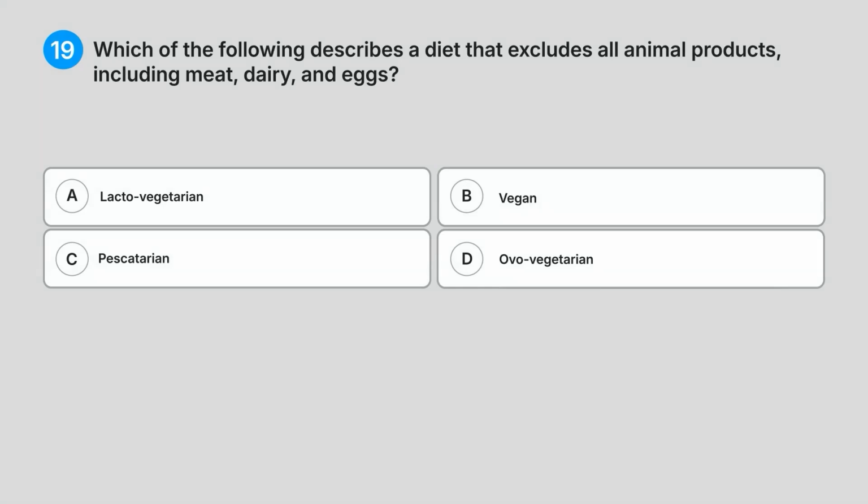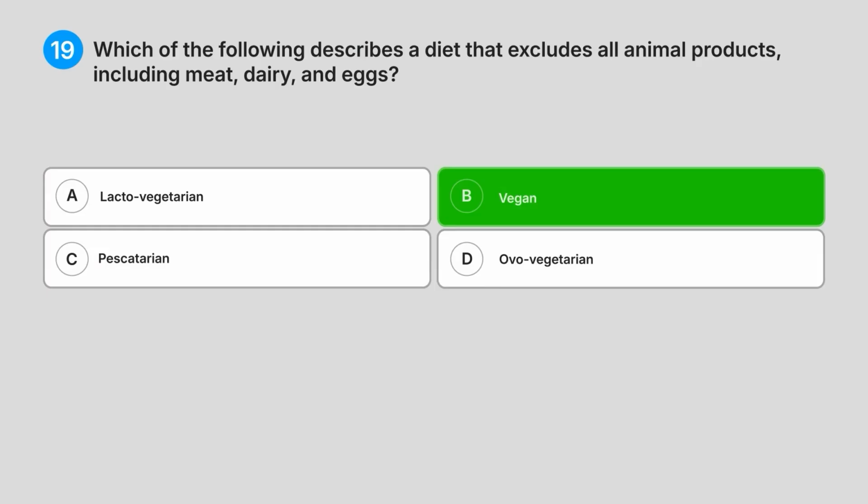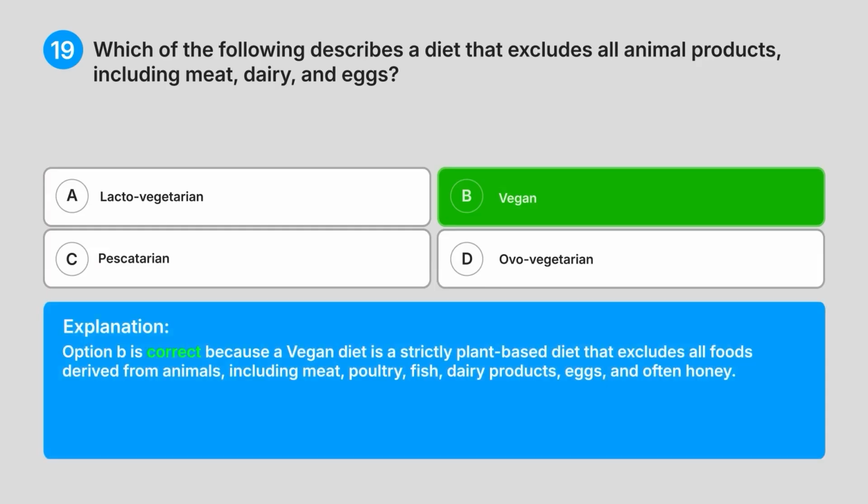Correct answer, B. Vegan. Explanation: Option B is correct because a vegan diet is a strictly plant-based diet that excludes all foods derived from animals, including meat, poultry, fish, dairy products, eggs, and often honey.